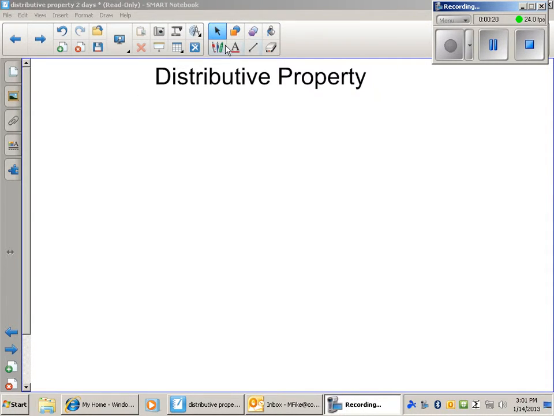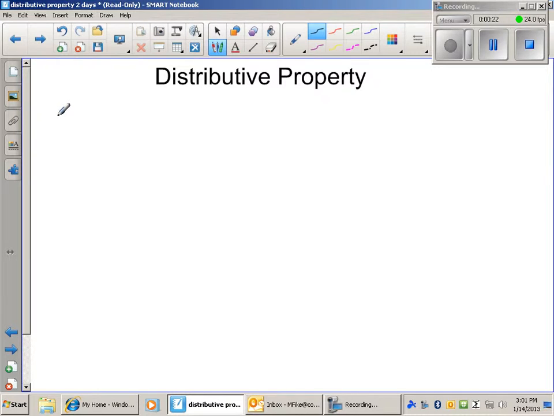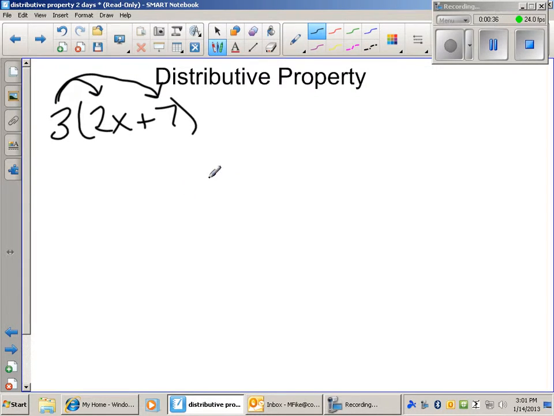So let's say I have the problem 3 times (2x + 7). The distributive property tells us that we need to multiply the 3 by both things that are inside the parentheses. So if you wanted to use a rectangle to help you get organized, you would put the 3 over here and 2x and 7. And you need to multiply what's in the parentheses by what's on the outside.